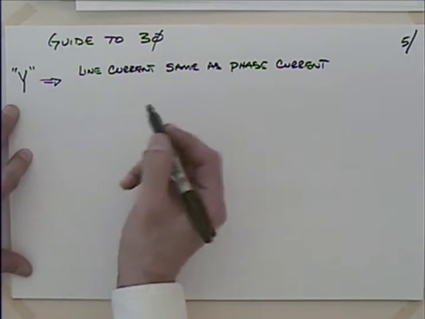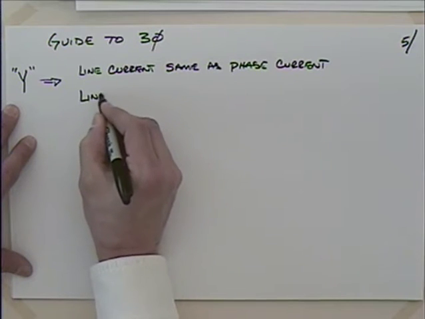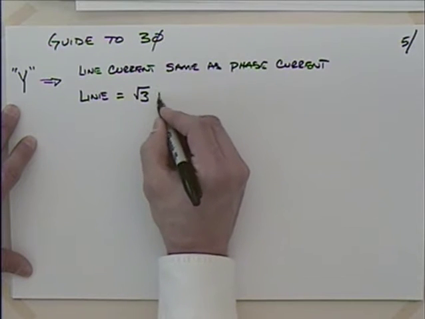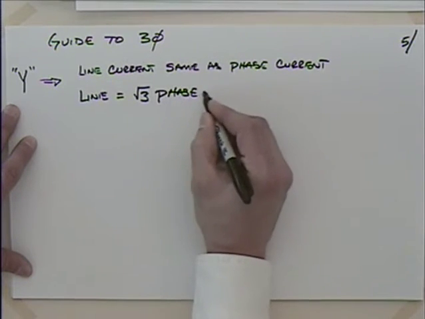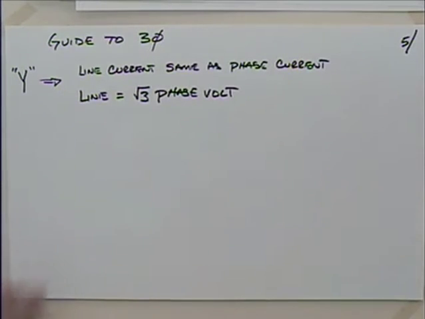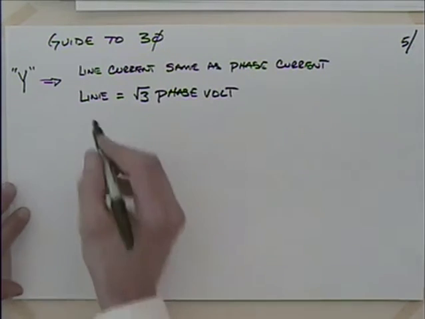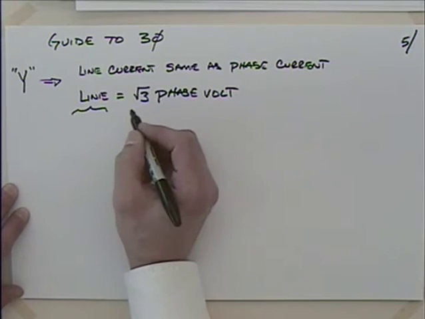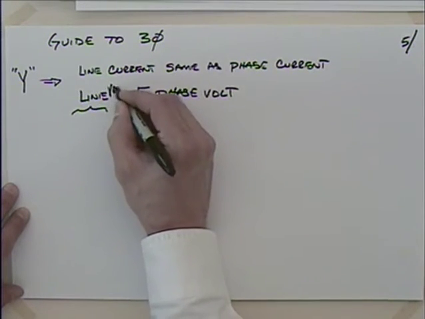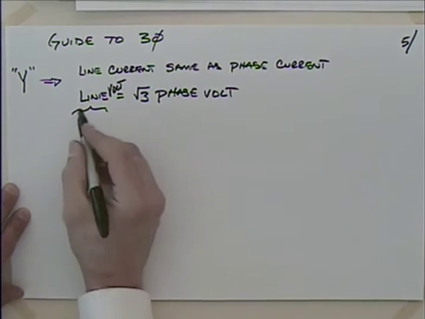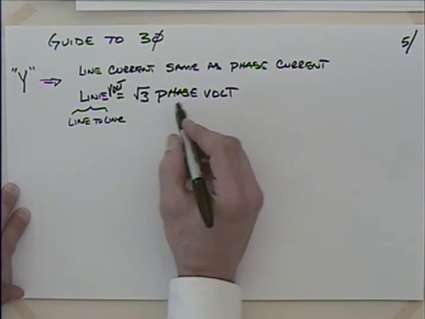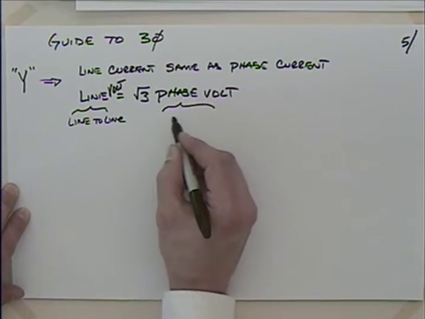And then what about the line voltage? The line voltage is equal to the square root of 3 times the phase voltage. Okay, where line is really line to line and phase is really line to neutral, right? I guess I should probably put voltage in there, shouldn't I? So the line voltage, that would be line to line. And the phase voltage, line to neutral.